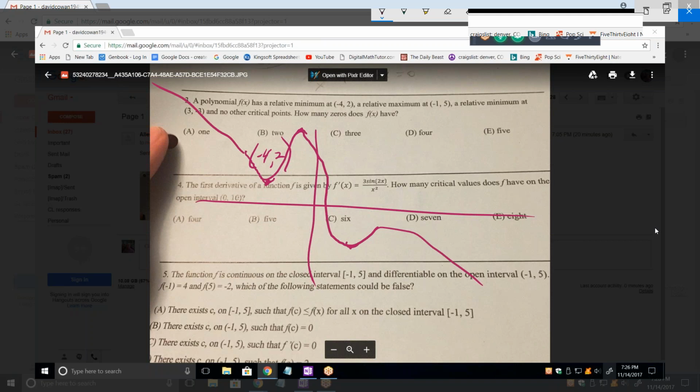So I have a relative minimum here. I have a relative maximum there. I have a relative minimum there. I do have another relative maximum. And they said no other critical points. That would represent a critical point right there. So the curve must not do this because it would create another critical point.